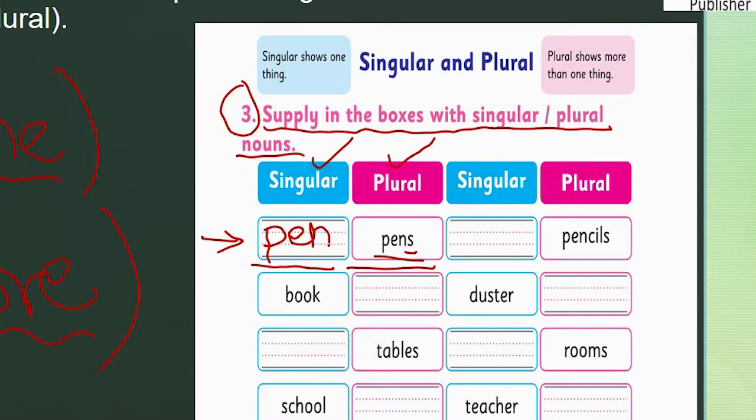Pen. The next word is book. What will I write here to make it more than one? Books. Tables. Table.